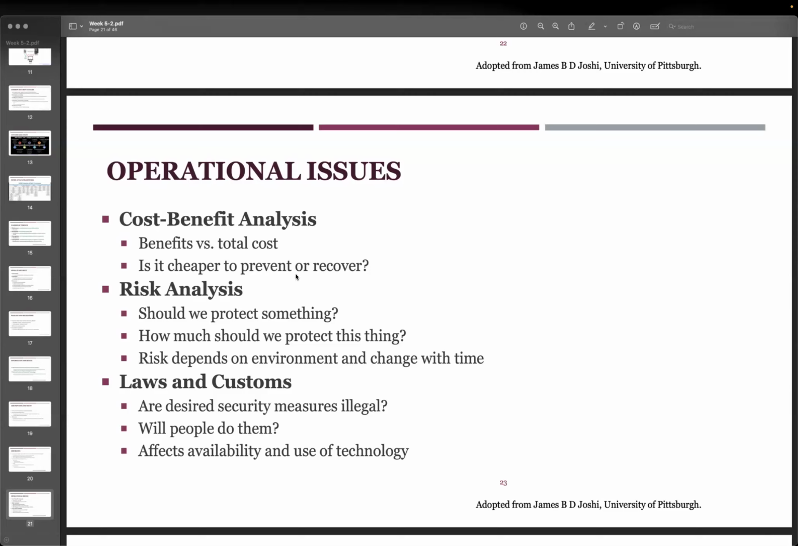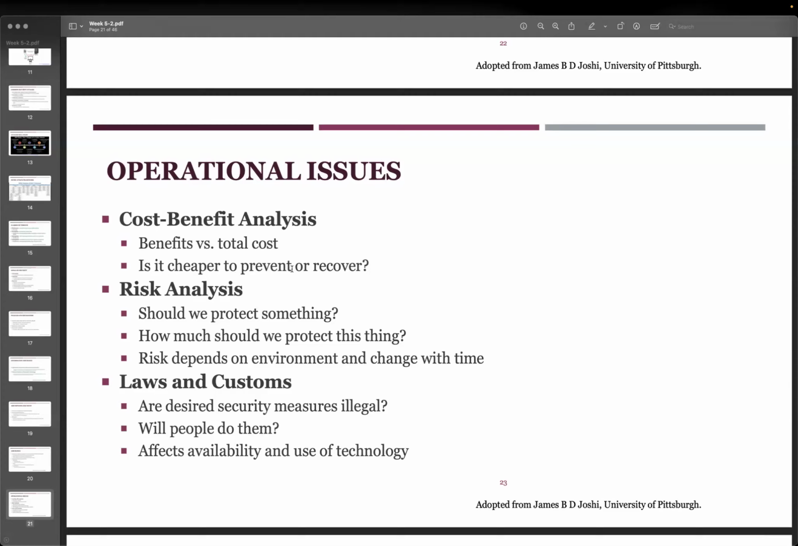So it's cheaper to prevent or recover? This here's a good question. It's a trade-off, because we cannot guarantee 100% to prevent it. Of course, if you want to prevent, maybe we need to invest a high cost. If you spend more money, is it better, or easier, to just recover?